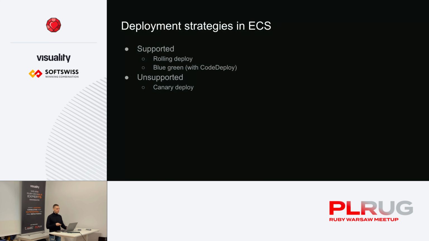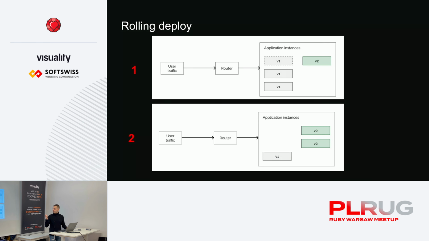For ECS, there are some strategies that are supported out of the box, and the default strategy for ECS is to do a rolling deploy. You can also have a blue-green deployment with the help of another AWS service, namely CodeDeploy. But there are strategies that are not supported. Now I will talk to you in a little more detail about deployment strategies themselves. Maybe you already know it, but I will go through it anyway.